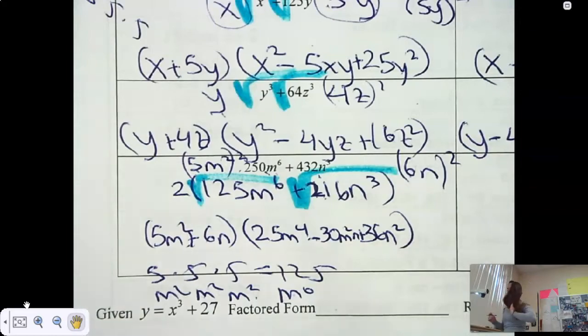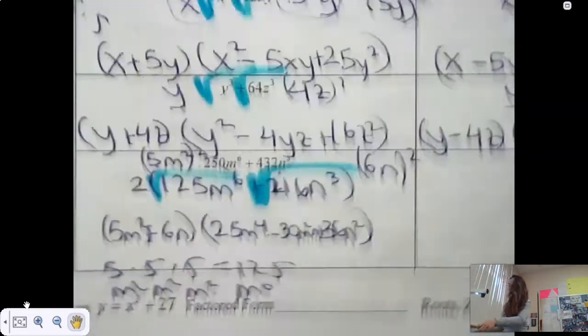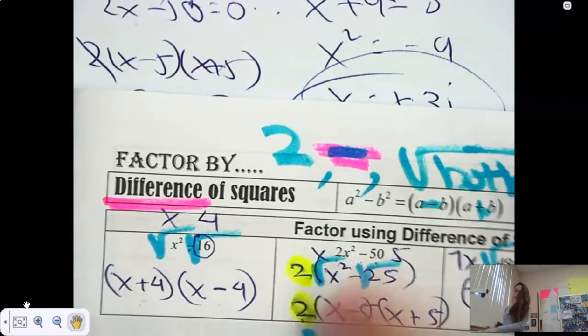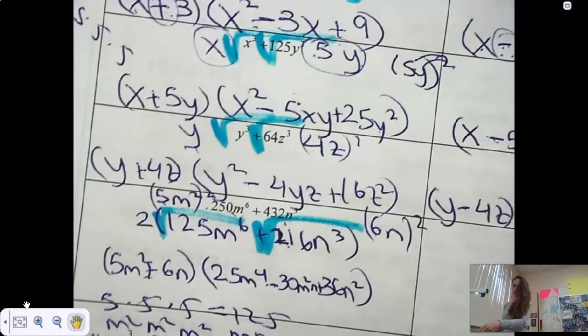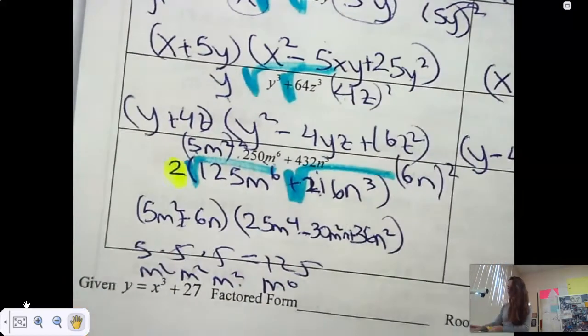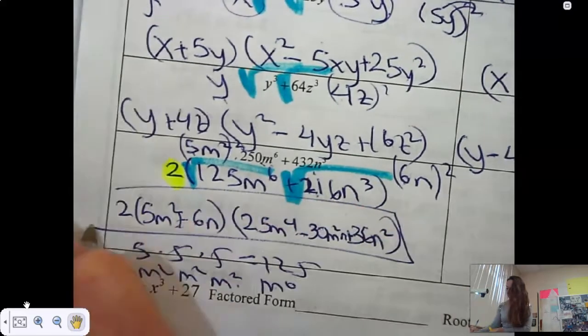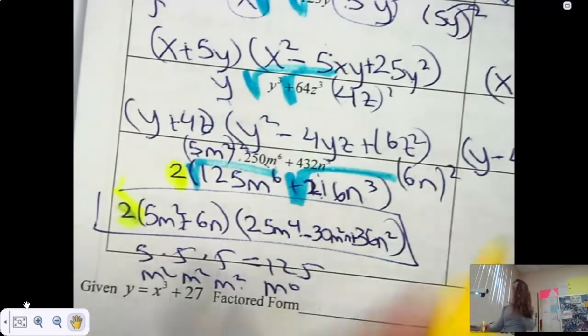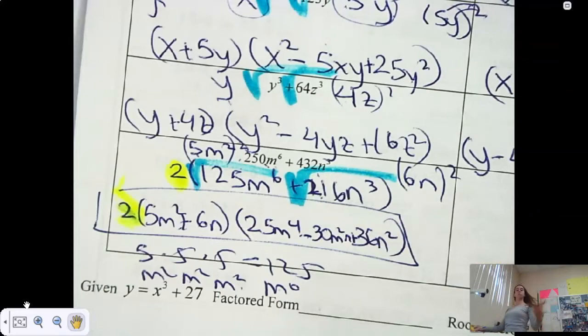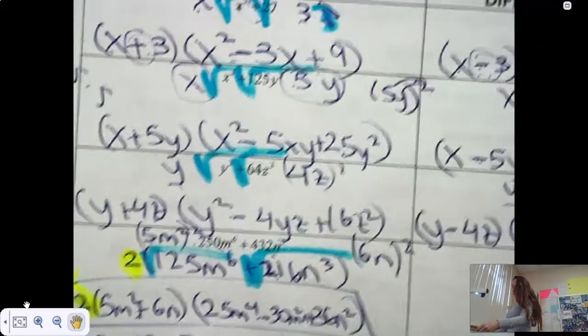Now, how come my answer is wrong? Do you remember in the problem up here when I took out the 2? I've got to do the same thing. I took out a 2, so I've got to bring it down. Now I'm done. Try this one yourself, knowing it's the same thing but minus. And I will just put the answer, okay?